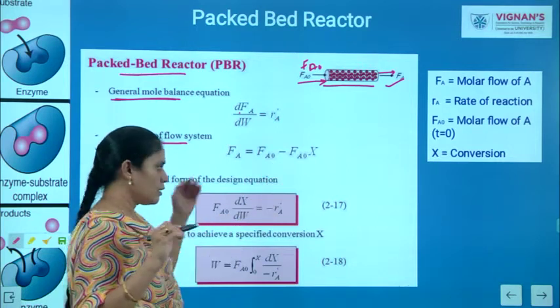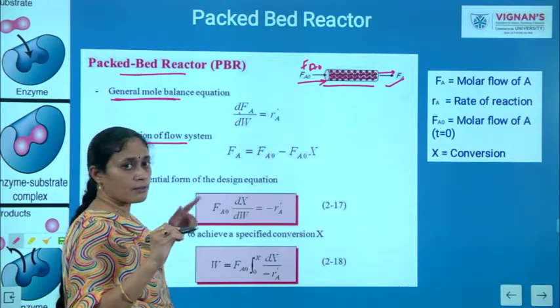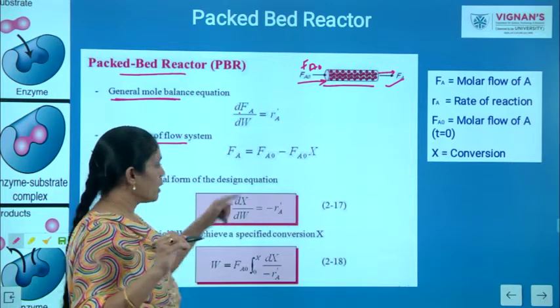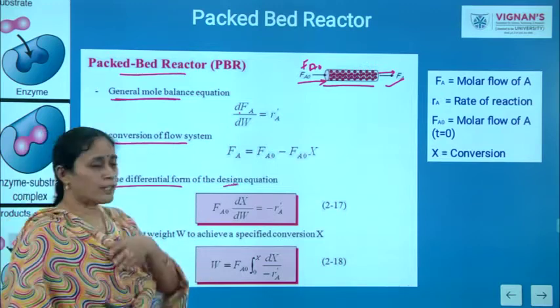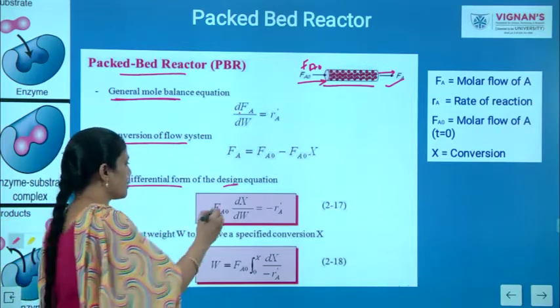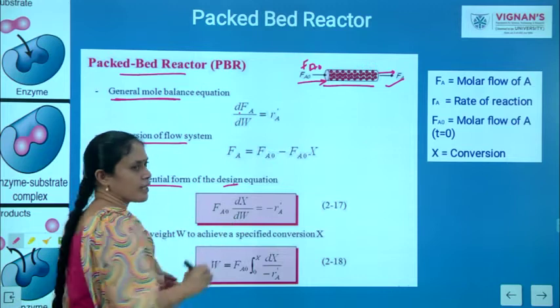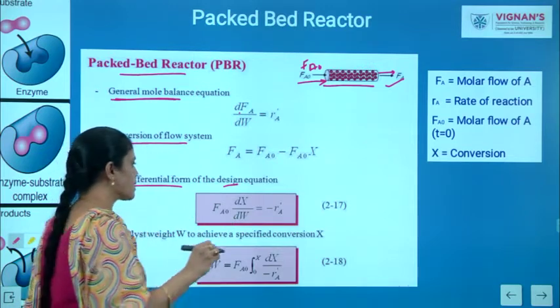We have discussed this conversion before. FA is equal to FA0 minus FA0 into X. The differential form of this design equation is FA0 into dX by dW, which will be equal to minus RA.